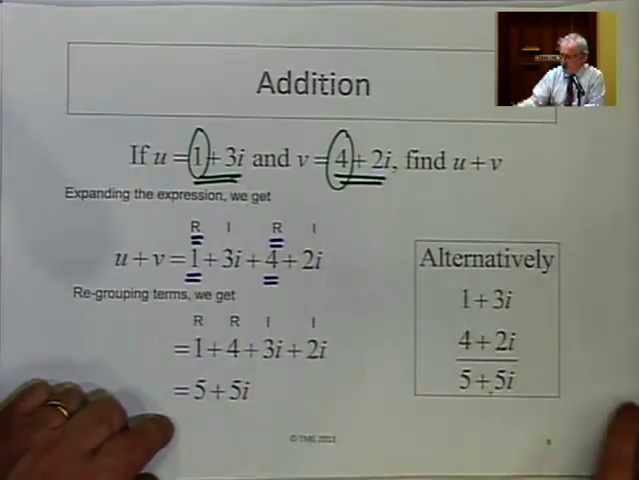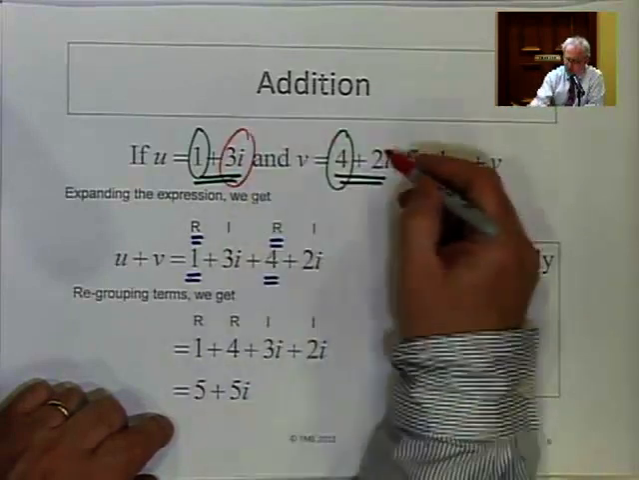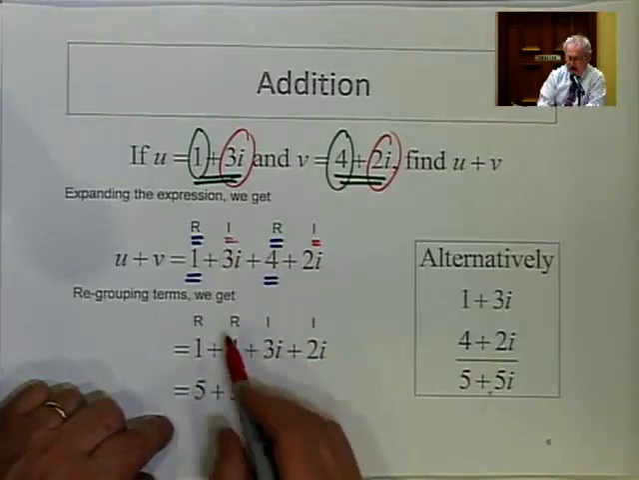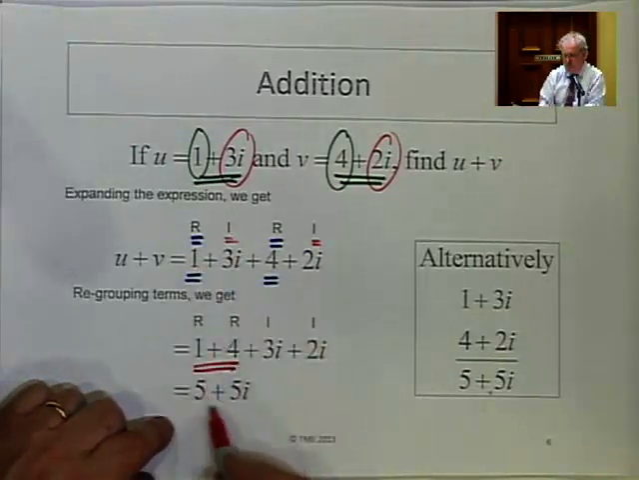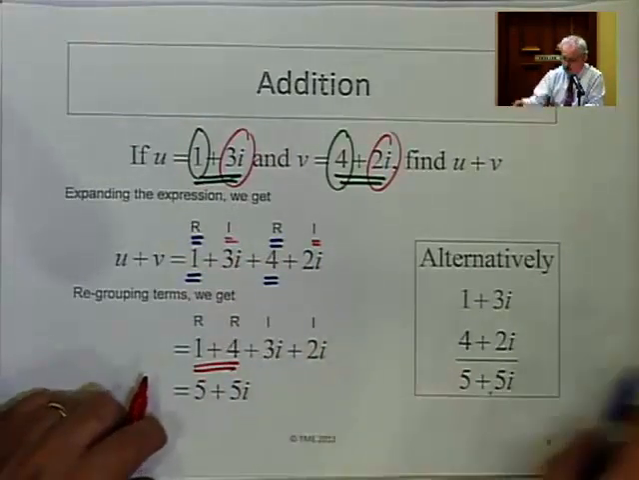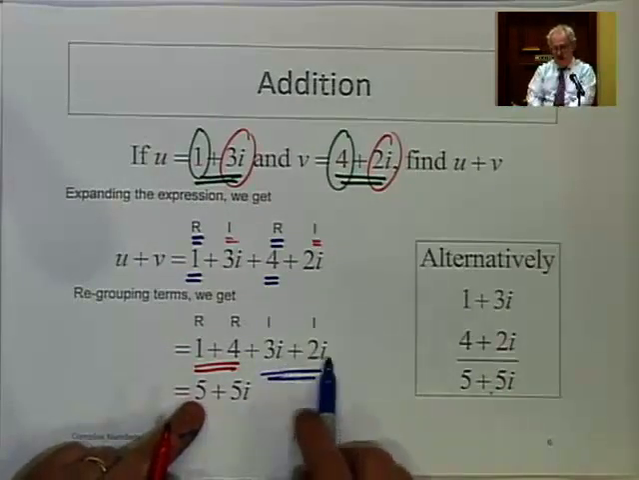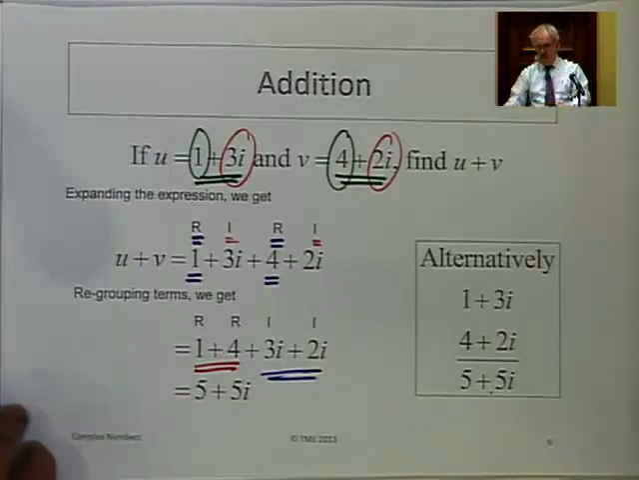And the 3i and the 2i, they're imaginary. And we put i on the top there. Then by linking them, the two real bits, the 1 and the 4, go together. And the 3i and the other, they go together. We just add them up. 1 and 4 is 5, and 3i plus 2i is 5i.